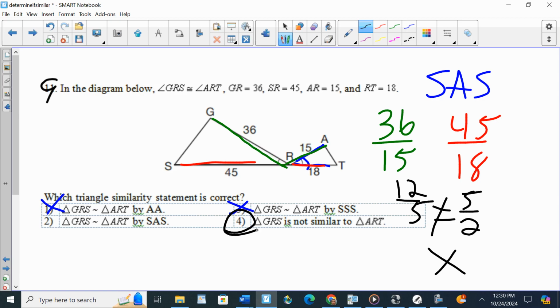So if the sides are in proportion, whether it be 3 pairs of sides or 2 pairs of sides and the angle between them, then they must be similar. If the sides are not in proportion, they're definitely not similar.